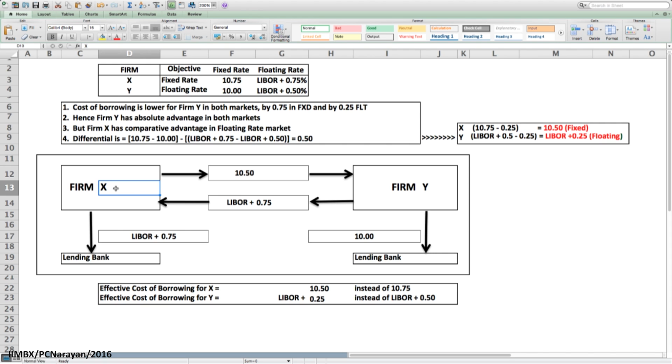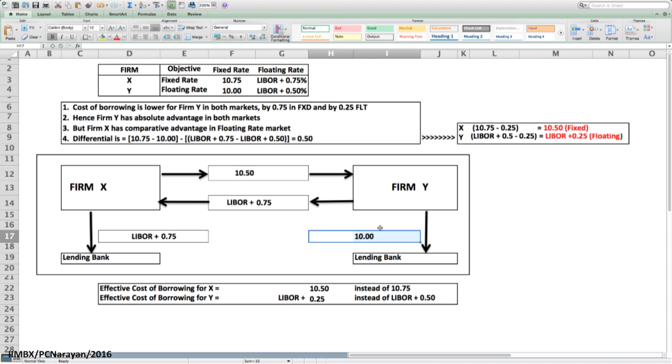We tell firm X to borrow at what it does not like. Remember, X likes fixed rate. So when you're setting up an interest rate swap, you tell firm X to borrow floating rate from the bank. It goes to the bank that is lending and borrows at LIBOR plus 0.75. And we do the exact opposite for firm Y. We tell firm Y to borrow fixed rate while its preference is floating rate, and it's able to borrow at 10%. So what the two firms would pay the banks: firm X, the interest rate is LIBOR plus 0.75, and firm Y, fixed rate of 10%.